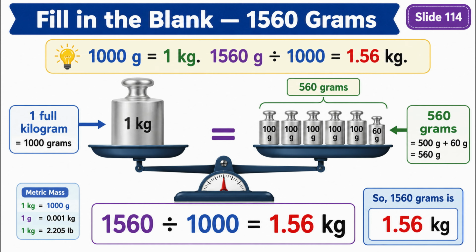Fill in the blank. 1,560 grams. 1,000 grams make 1 kilogram. 1,560 grams is more than 1 kilogram. To convert, divide 1,560 by 1,000. 1,560 divided by 1,000 equals 1.560. This can be written as 1.56. So, 1,560 grams equals 1.56 kilograms.